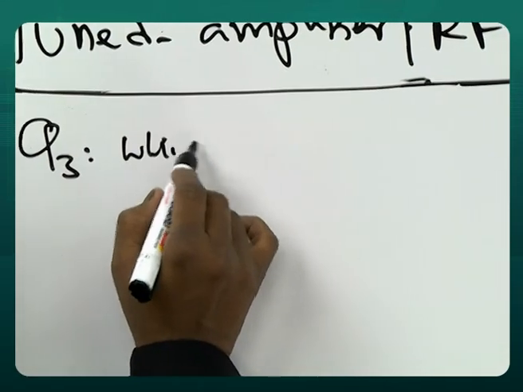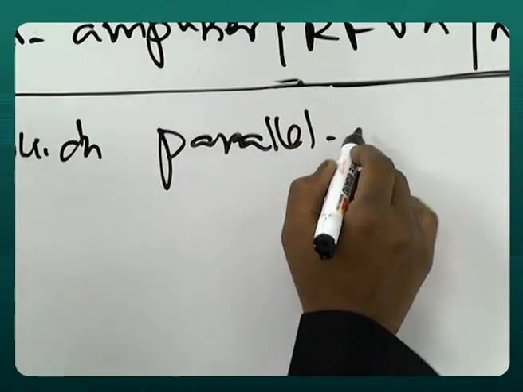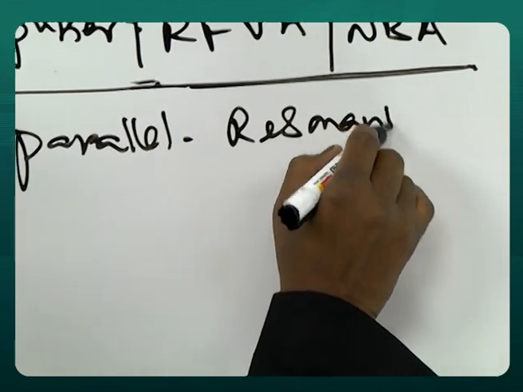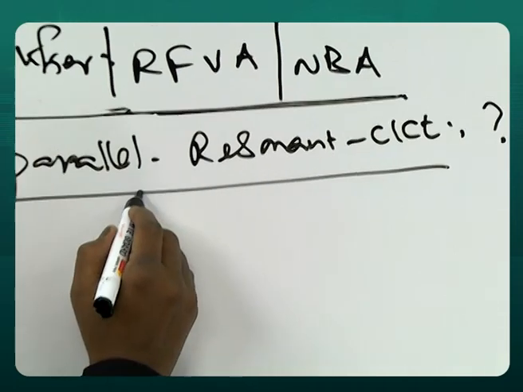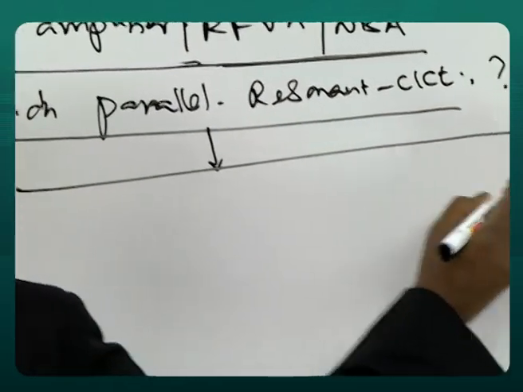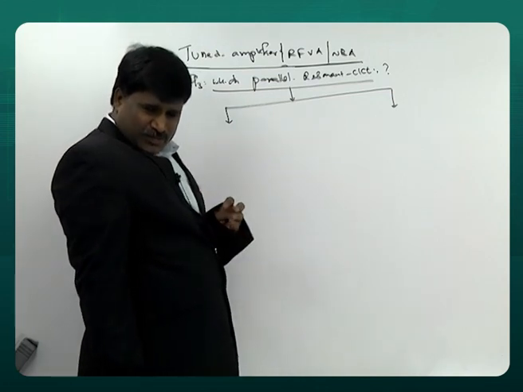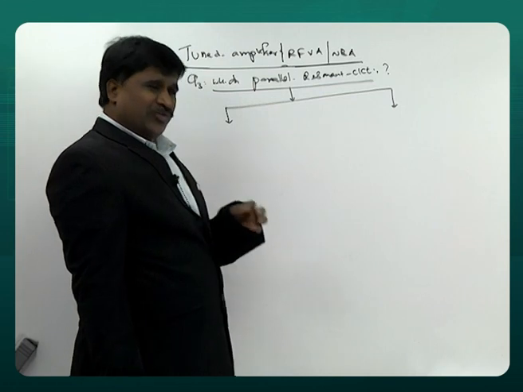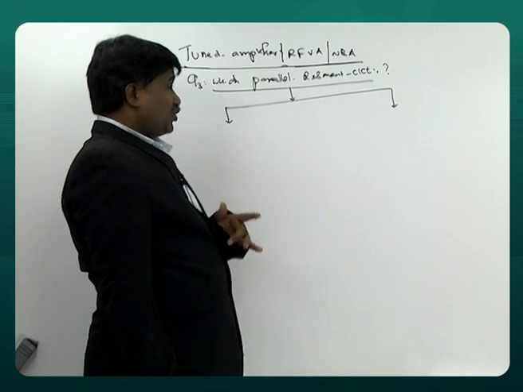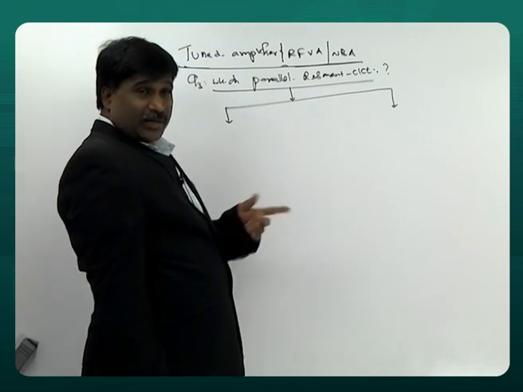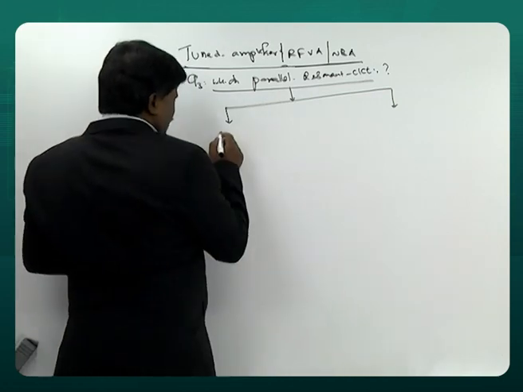Which parallel resonant circuit? Because in the question number 2 we have finalized parallel is good. Question number 1 we said we need a resonant circuit, tuned circuit. Question number 2, which tuned circuit? Parallel. Then comes the question 3, parallel, which parallel? There are 2 types of parallel circuits.